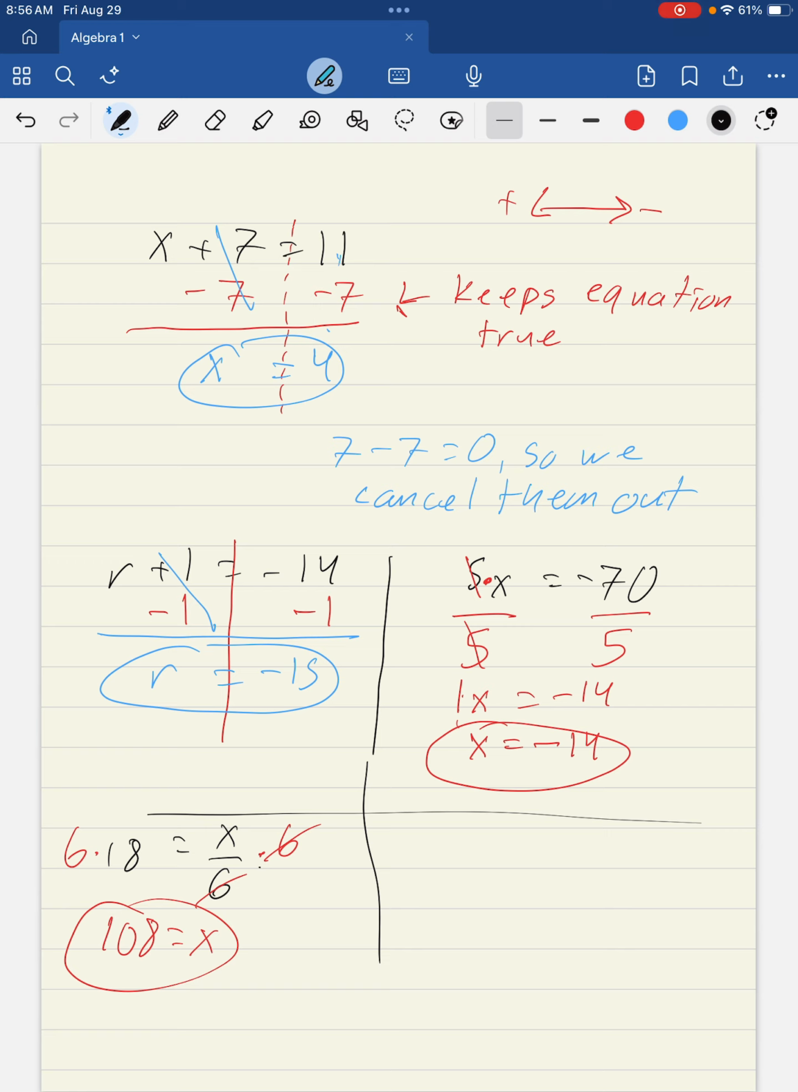And last but not least, let's go negative 4 equals r minus 3. And here, we want to get our r by itself. Opposite of minus 3 is plus 3. What I do to one side, I have to do to the other. And so these guys cancel. I have r by itself. And negative 4 plus 3. Oh, signs are different, so I subtract the two numbers. 4 minus 3 is 1. And use the sign of the larger number. Negative 1 equals r.